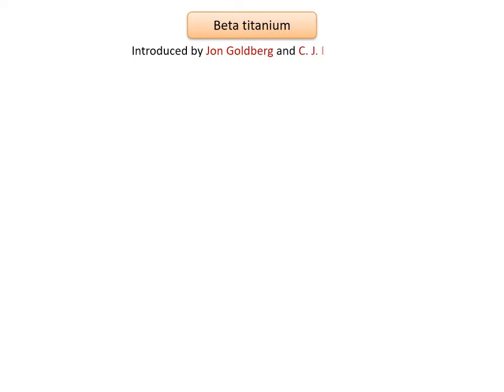Moving on to beta titanium. The beta titanium orthodontic alloy is also called as T.M.A, which represents titanium molybdenum alloy, is marketed by the Ormco Corporation. The wire has the potential for delivering lower biomechanical forces compared to stainless steel and cobalt chromium nickel alloy. It was introduced by Jon Goldberg and C. Burstone about 2 decades ago in Orthodontics.